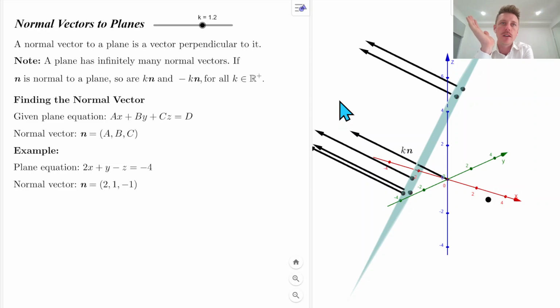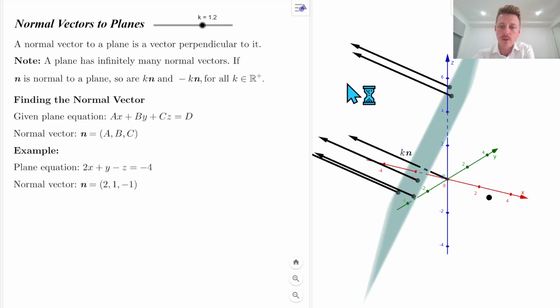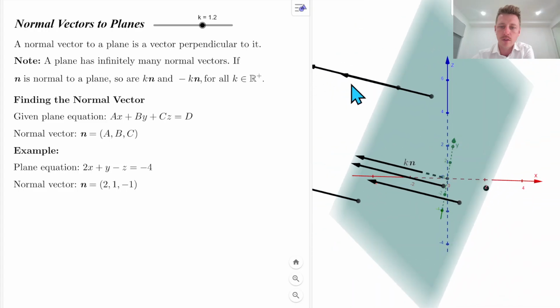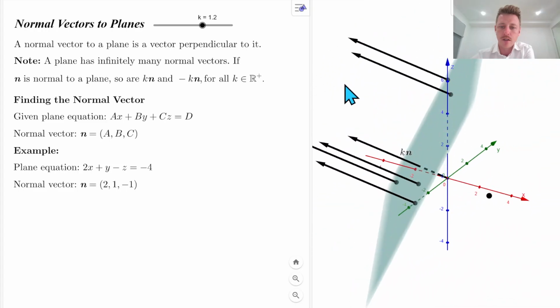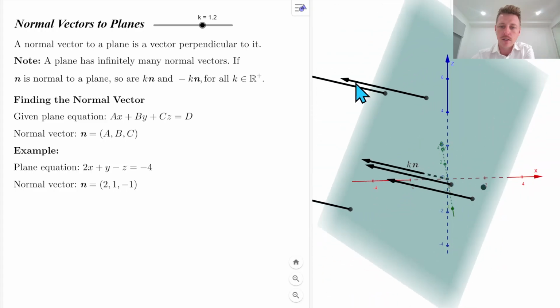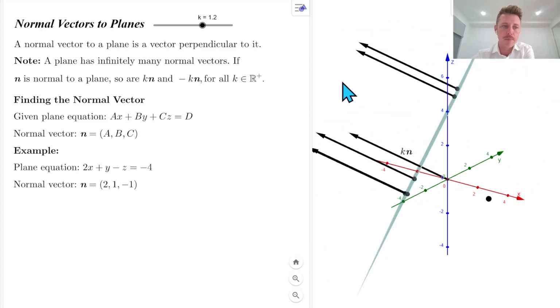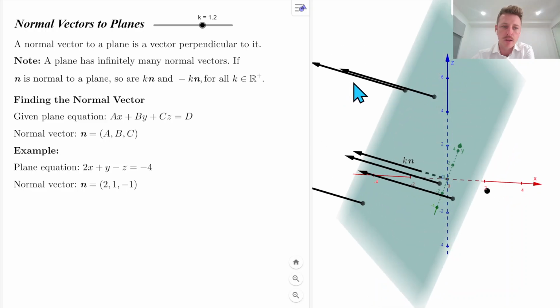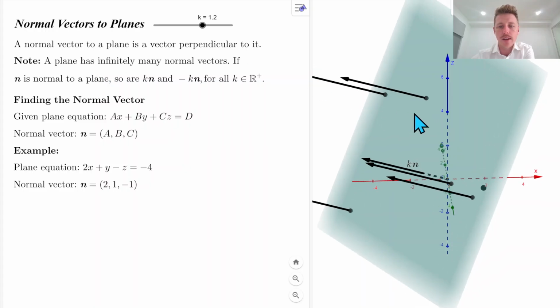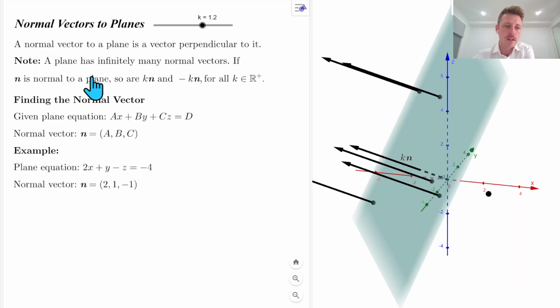A normal vector is a vector that is at right angles to that plane. So you can see here, in blue we've got our plane, and then coming off that plane we've got all these normal vectors. Now these are just randomly placed. And we can say that a normal vector to a plane is perpendicular to it.